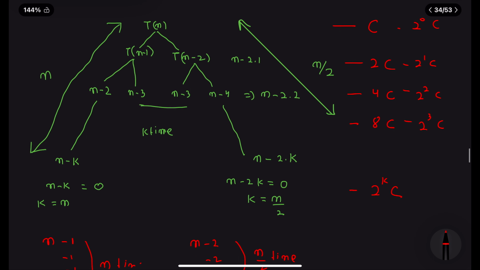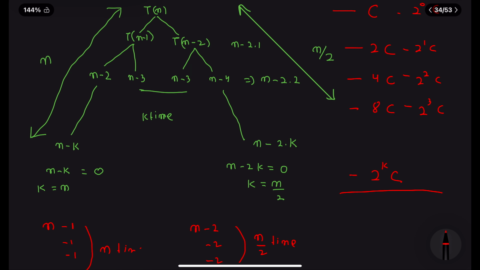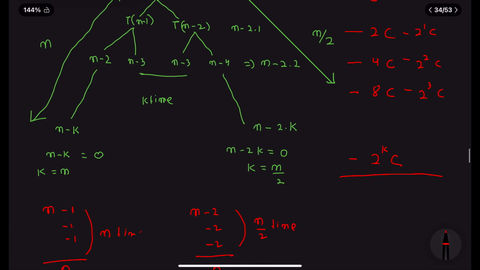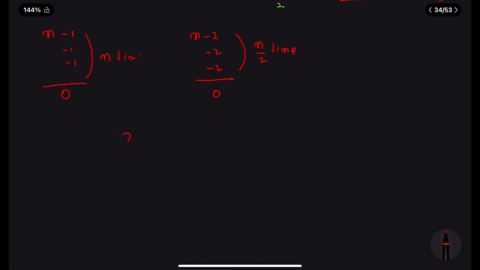So if we sum up these values, 2 raised to power 0, 2 raised to power 1, 2 raised to power 2, we have 2 raised to power 1 c plus 2 raised to power 2 c plus 2 raised to power 3 c, and it will go up to 2 raised to the power k c. Here we also have 2 raised to power 0 c, so we can write it here. If you can see, this series is an increasing GP series, and for an increasing GP series the last term of the series is the answer.